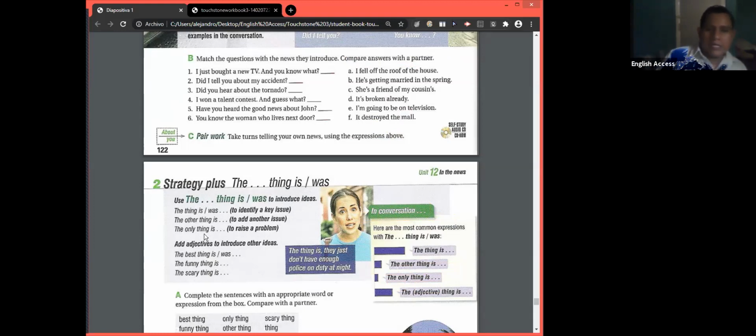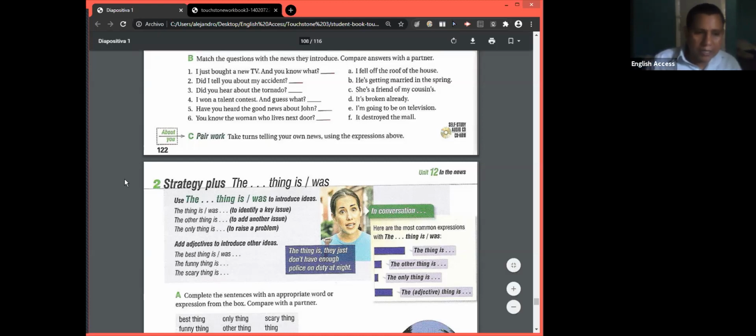For example, guys, the thing is, or the thing was, to identify a key issue. So to identify the problem, to identify the principal problem. Now, the other thing is, we introduce it to add another issue, so to talk about another problem. You have the main problem or the principal problem, and then you have another issue.